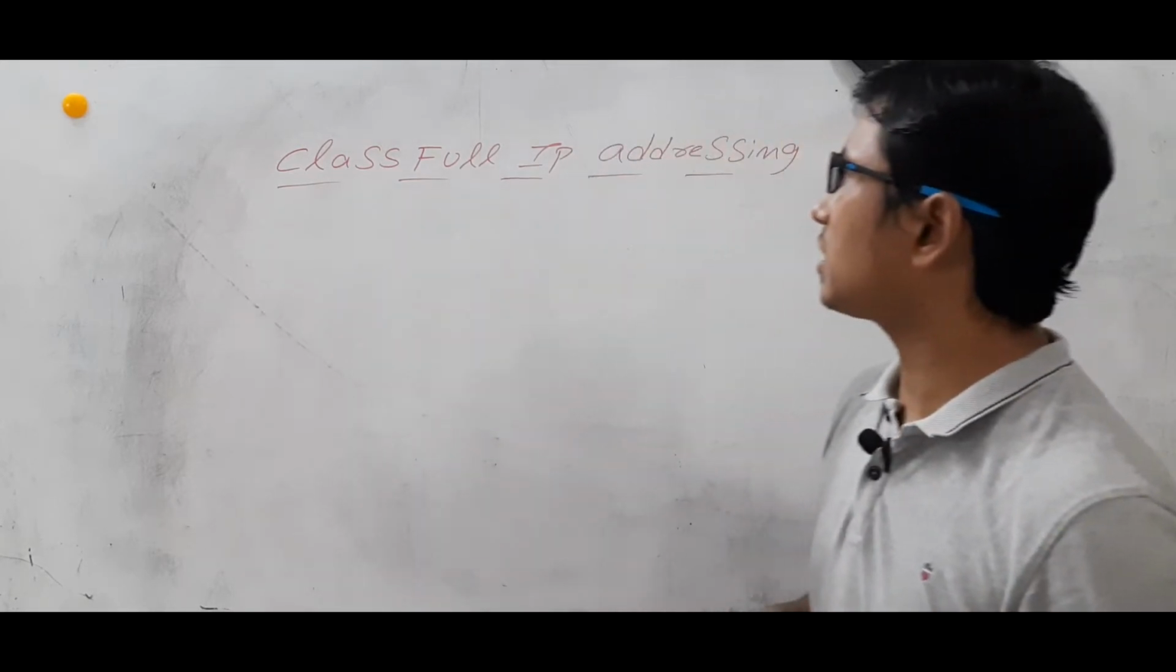Okay, so in classful IP addressing, we have 5 classes. One is class A, then class B, class C, class D, and class E. Now, based on the class, we have a certain number of bits for the network ID and the host ID. How, we will discuss.